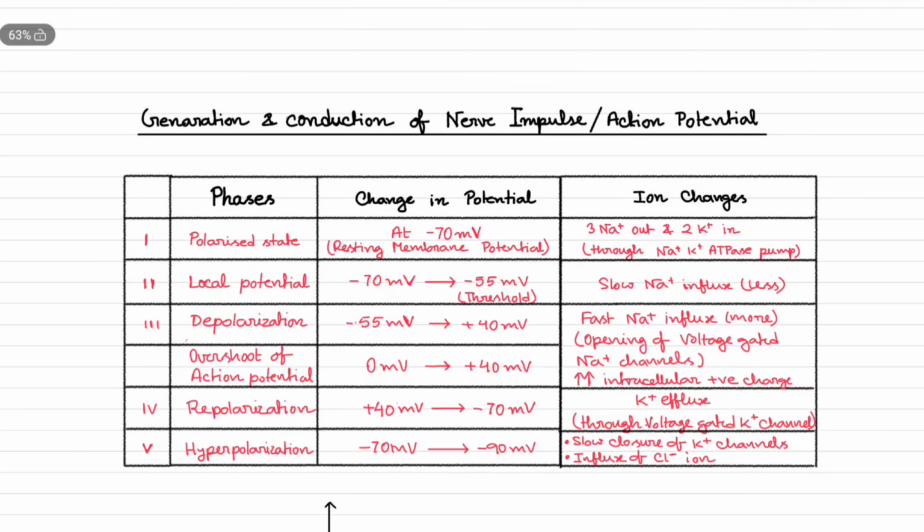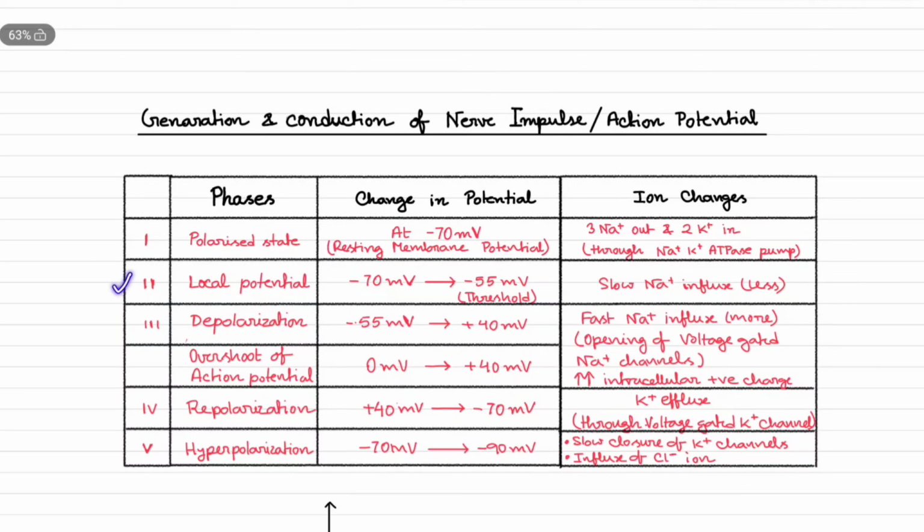In this phase, the potential difference between the inside and outside of the axon is minus 70 millivolt. This is also called resting membrane potential. In this phase, the sodium potassium ATPase pump is activated, and through this pump 3 sodium ions get out of the axon and 2 potassium ions get inside the axon.